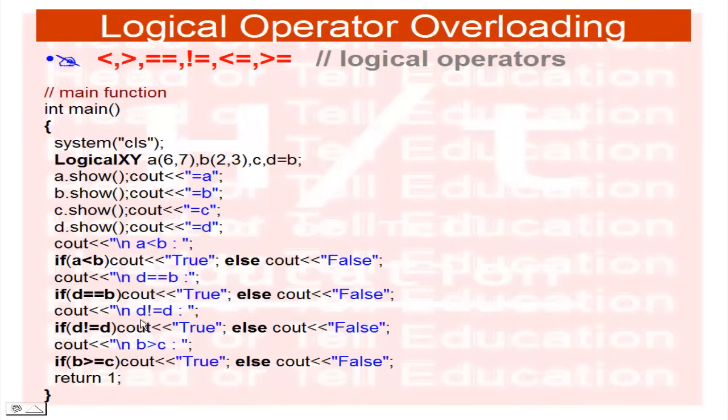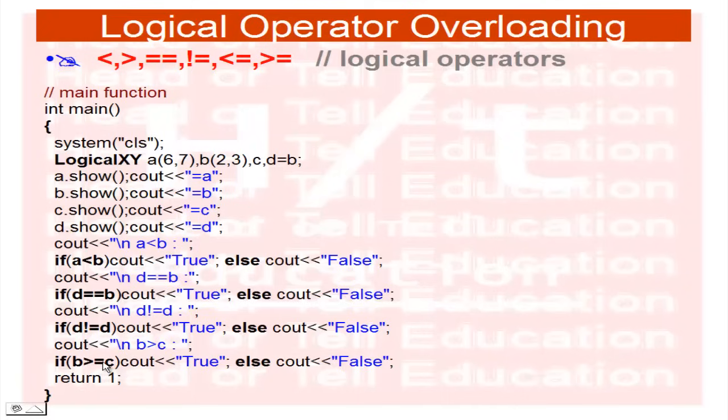Now again, d is not equal to d. What is the value of d? The d value is 2 3, because I have assigned the b value. So 2 3 is not equal to 2 3, so the condition is false, because 2 3 is equal to 2 3, so both objects are the same. Okay, so this time again, come to the output for this.